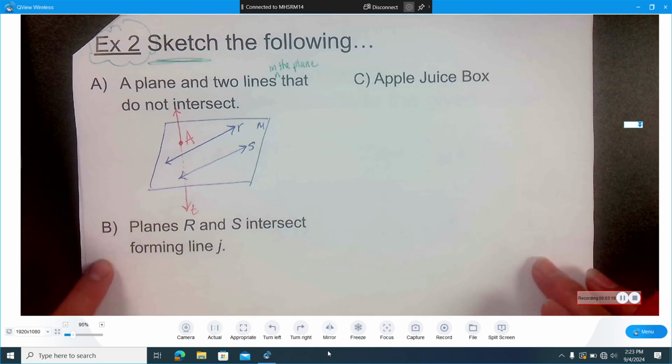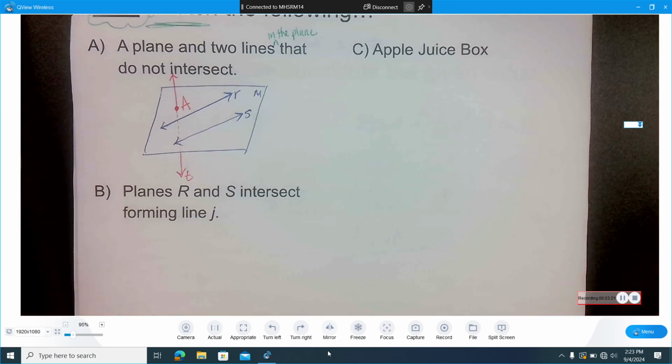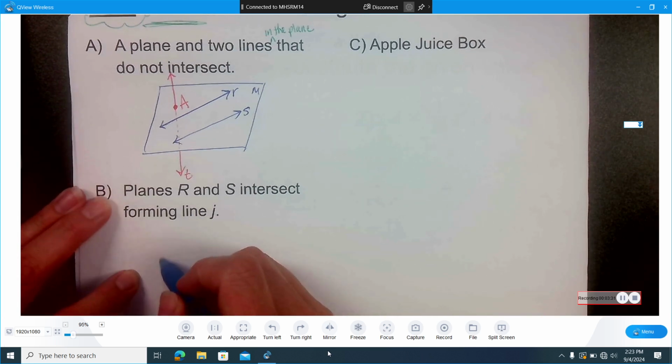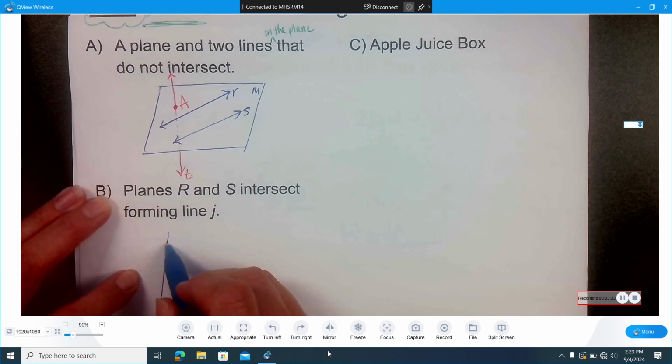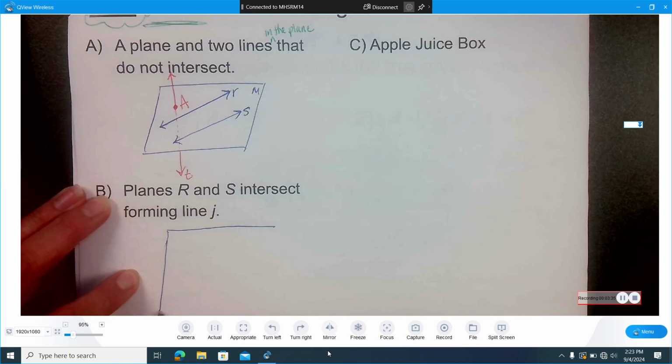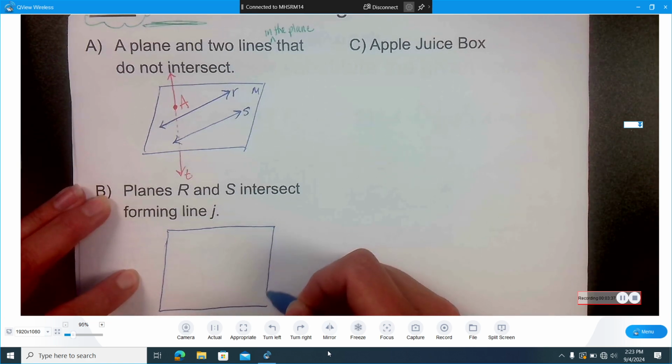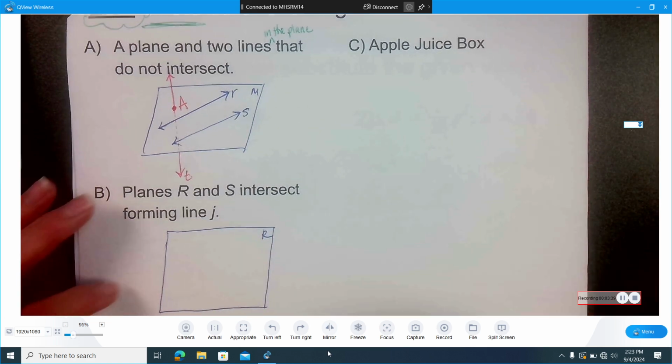Okay, letter B, this one's very, very tricky. We're going to have plane R and plane S intersect. So we have 2 planes, and they're going to intersect. So I'm going to start by drawing 1 plane here. Good size plane. Here we go, plane R.